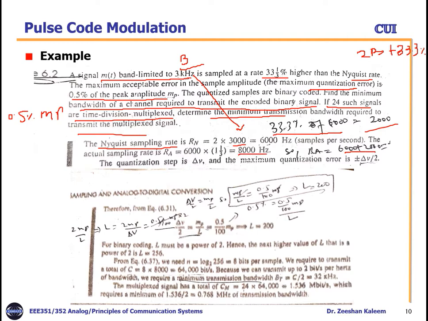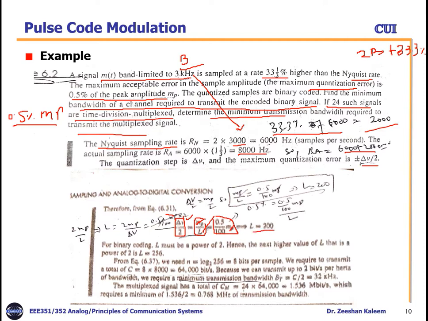The quantization step is delta V, and the maximum quantization error is delta V over 2, as we already studied before. From equation 6.31 in the book, we have 2mp over L equal to delta V. So the maximum error is delta V over 2, which equals mp over L. We are not given the value of delta V, so we equate this to mp over L. The maximum allowed error is 0.5% of mp, which is 0.5 over 100 of mp. So mp over L is equal to 0.5 over 100 mp. We want to calculate L, and mp cancels out, so L equals 200.